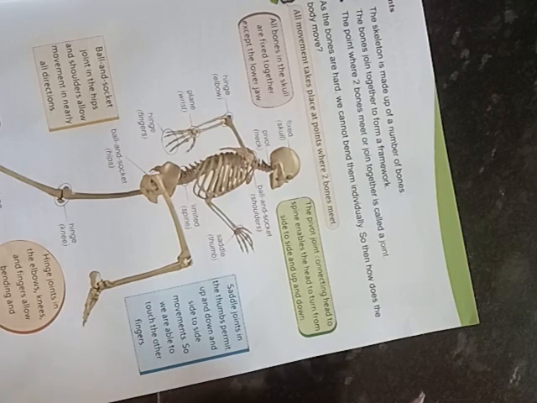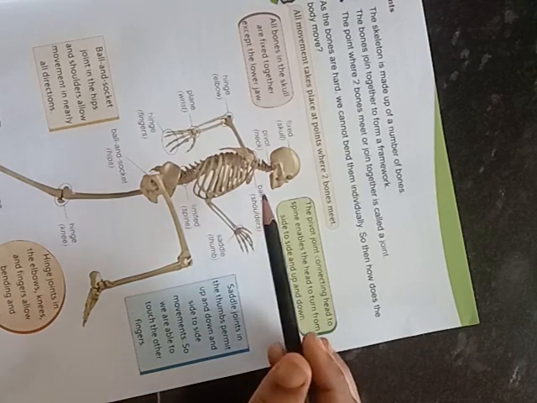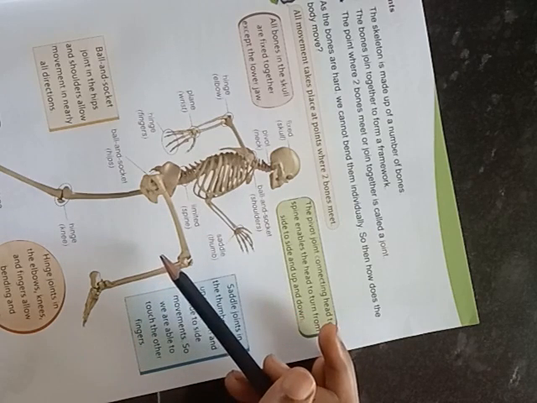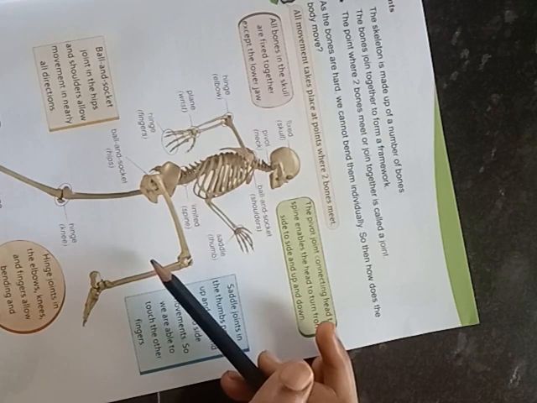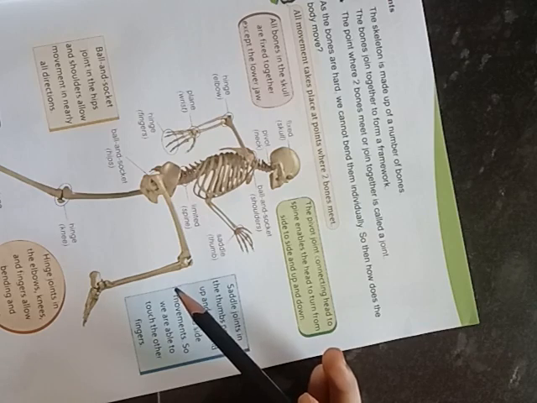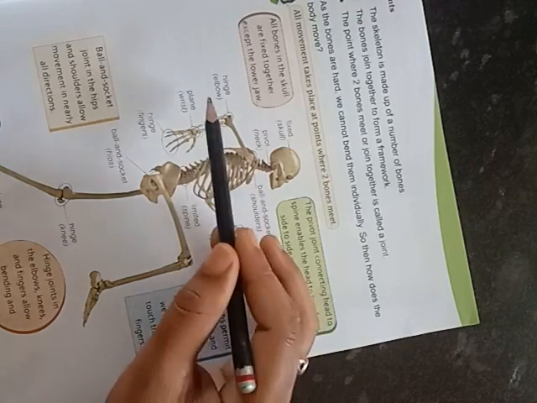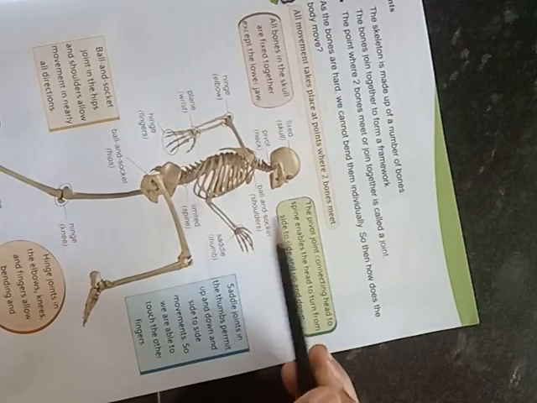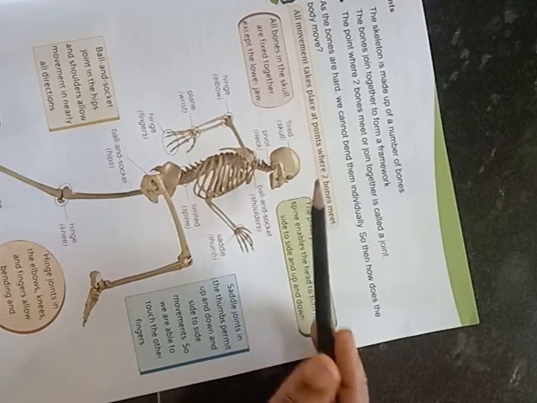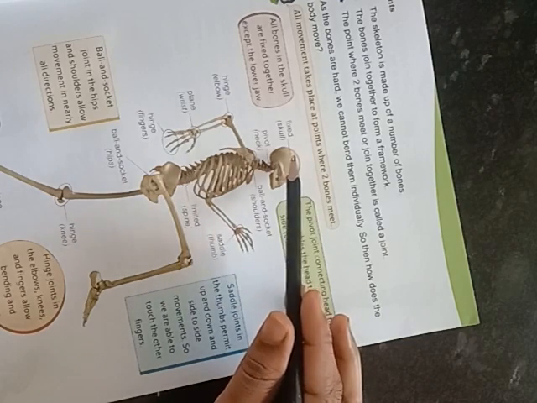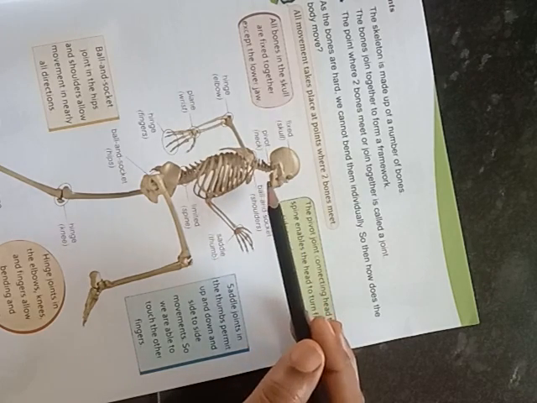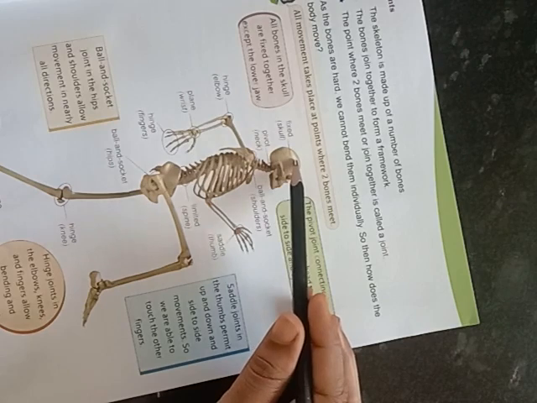The skeleton is made up of a number of bones. See here. The bones join together to form a framework. The point where two bones meet or join together is called a joint. All movement takes place at points where two bones meet. See here, these are two bones meeting. All bones in the skull, see here, this is skull, are joined together except the lower jaw. This is lower jaw. This is skull.